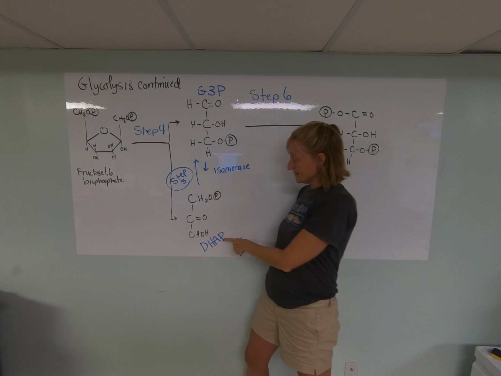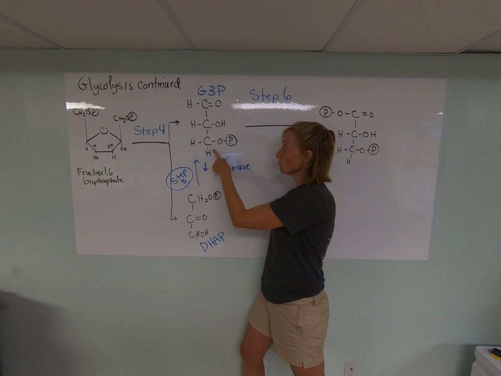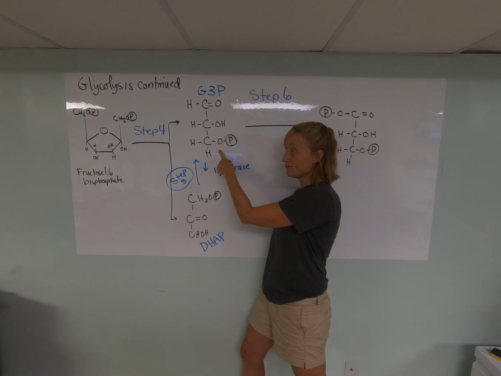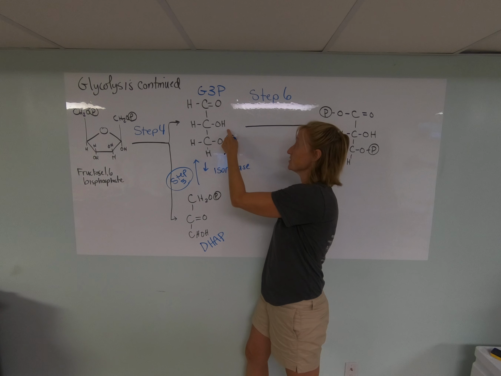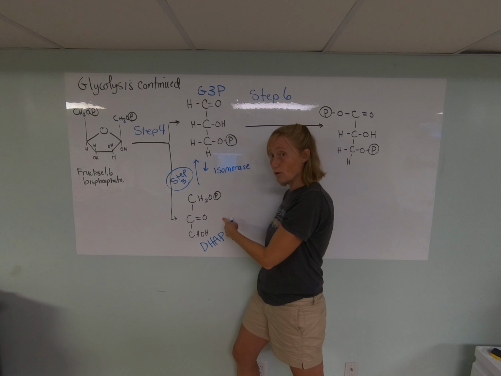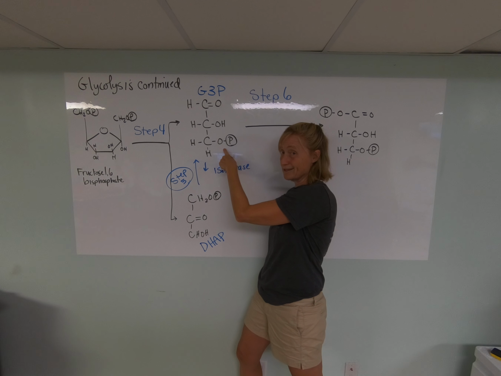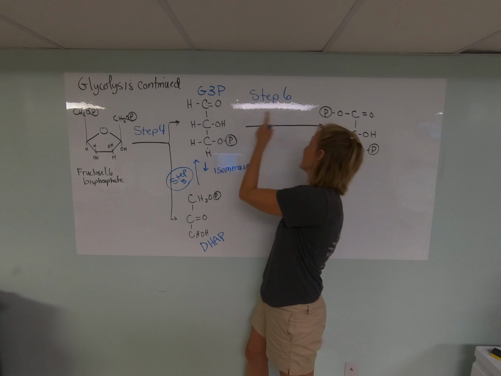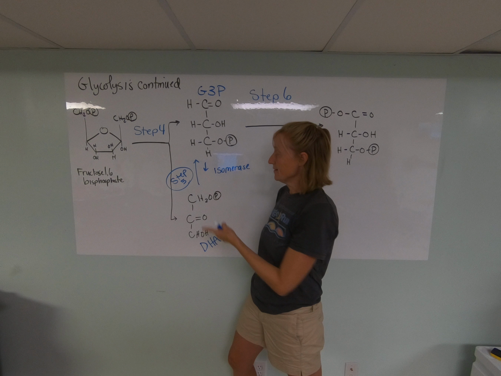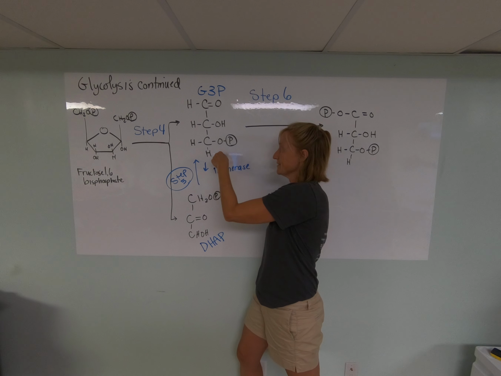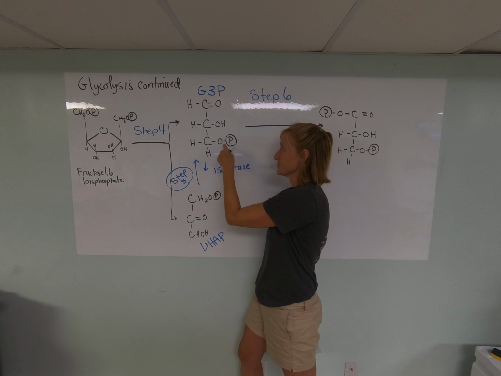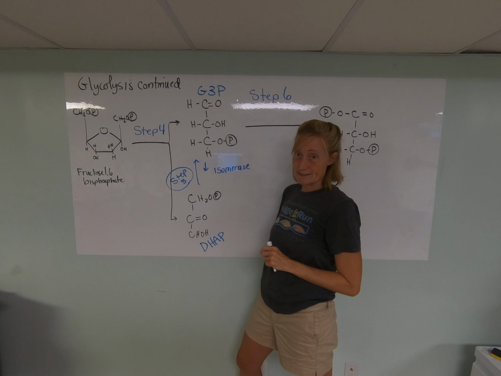And so DHAP gets converted into glyceraldehyde 3-phosphate, and then it's used up in step 6. And more DHAP gets converted into glyceraldehyde 3-phosphate, and it gets used up in step 6.